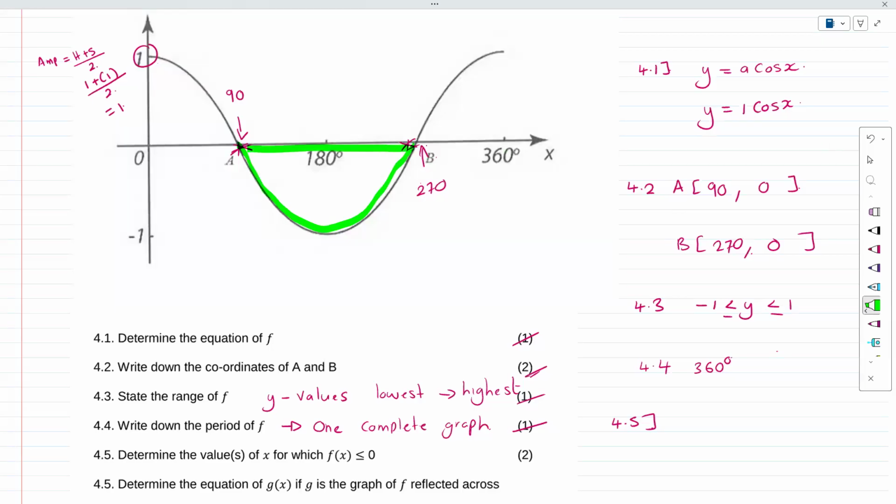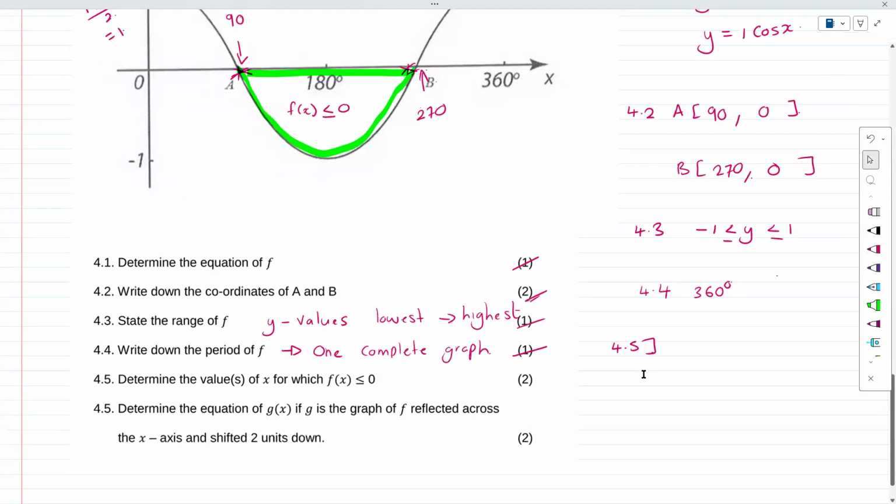And this is the point where f of x is smaller than 0 or equal to, because they said equal. So again, this would be x is smaller than 0. It's going to be x is greater than or equal to 90, less than or equal to 270.